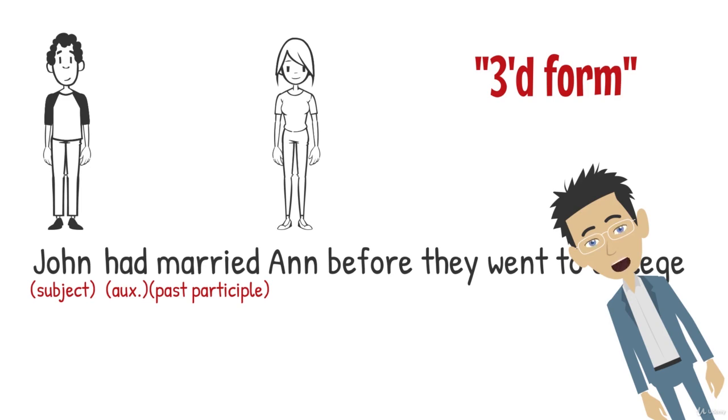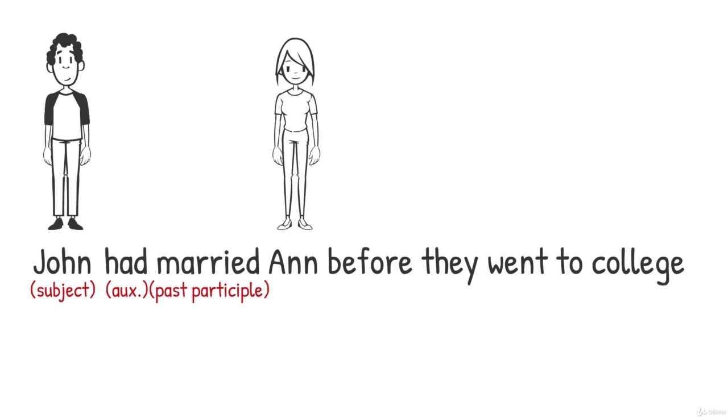I've added this table after this video. Feel free to download and use it. So, the verb form in the third column is called past participle. I'll tell you more about past participle in the future. So, subject plus had plus past participle.